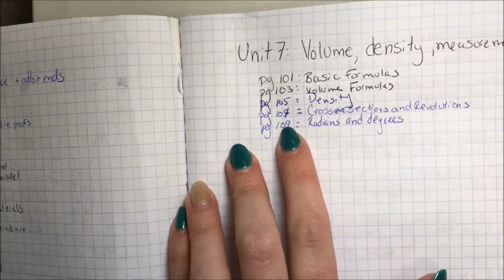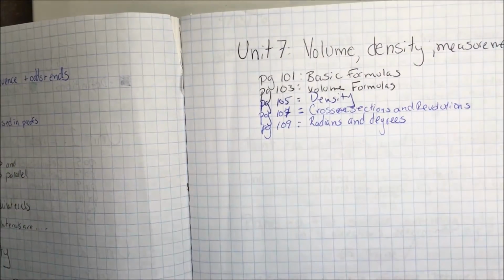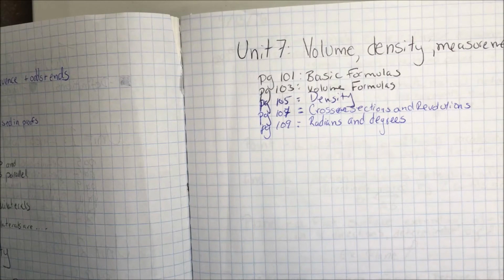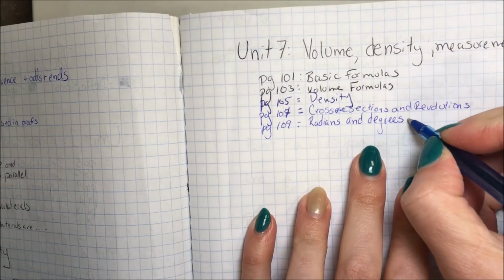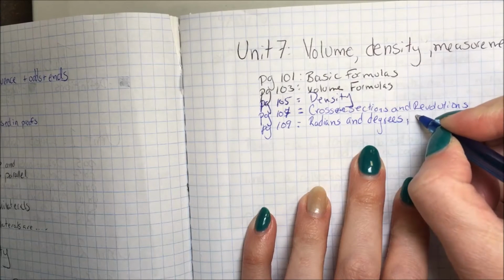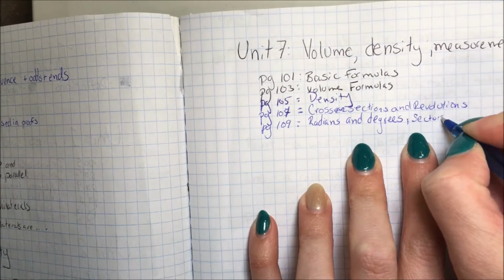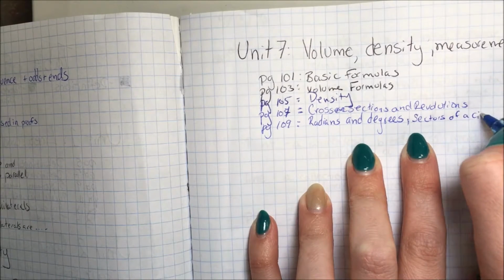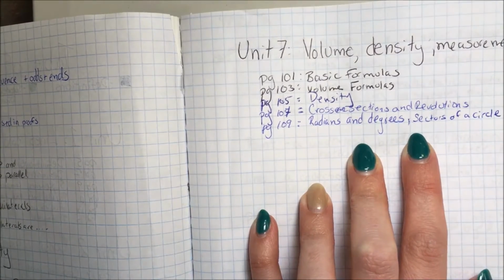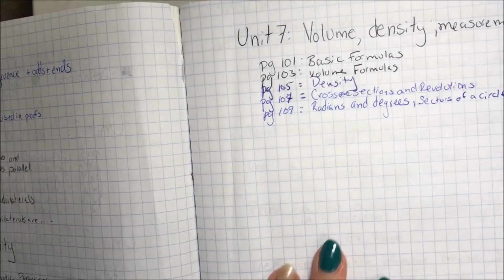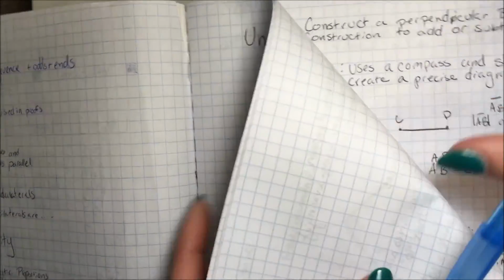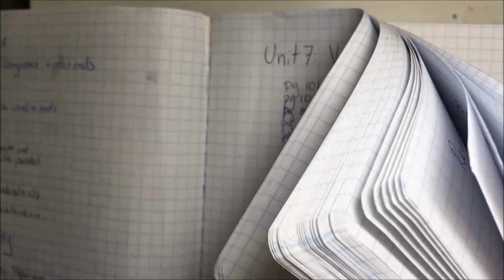Okay, on page 107 and 109, we're going to talk about cross sections and revolutions, and then on page 109, we're going to talk about radians, degrees, and sectors of a circle. All right. Page 107.